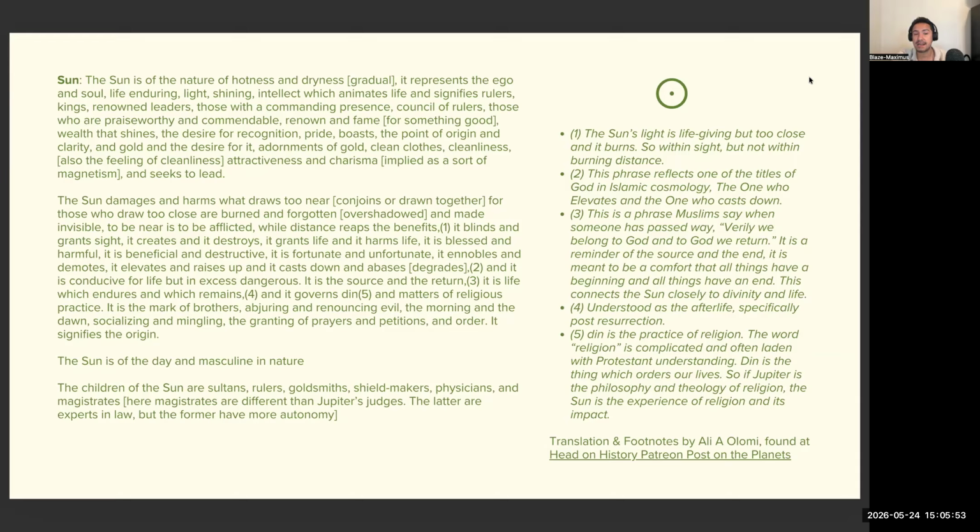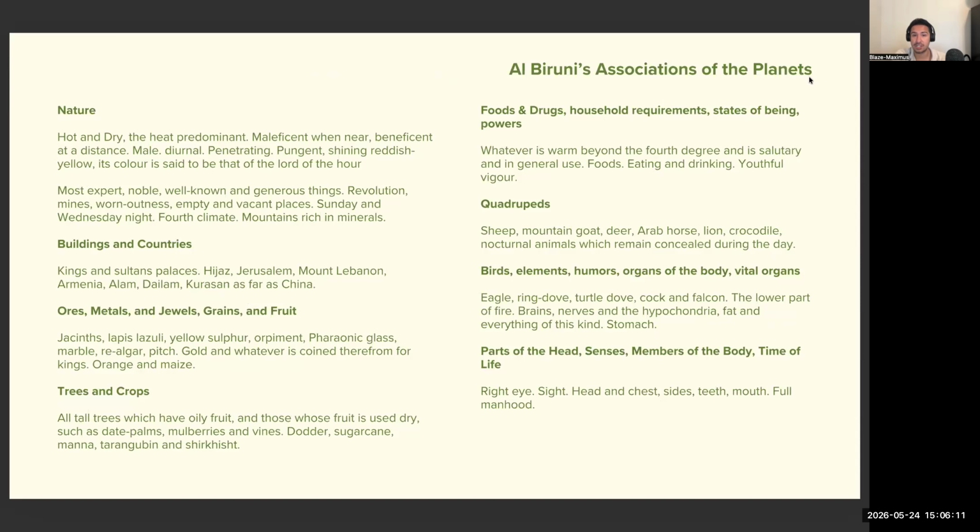And the children of the sun are the sultans, rulers, goldsmiths, shield makers, physicians, and magistrates. And here these magistrates are different than Jupiter's judges, whereas these have more autonomy as they're solar here. And then we have some of the indications of the planets from Al-Biruni to pause on.